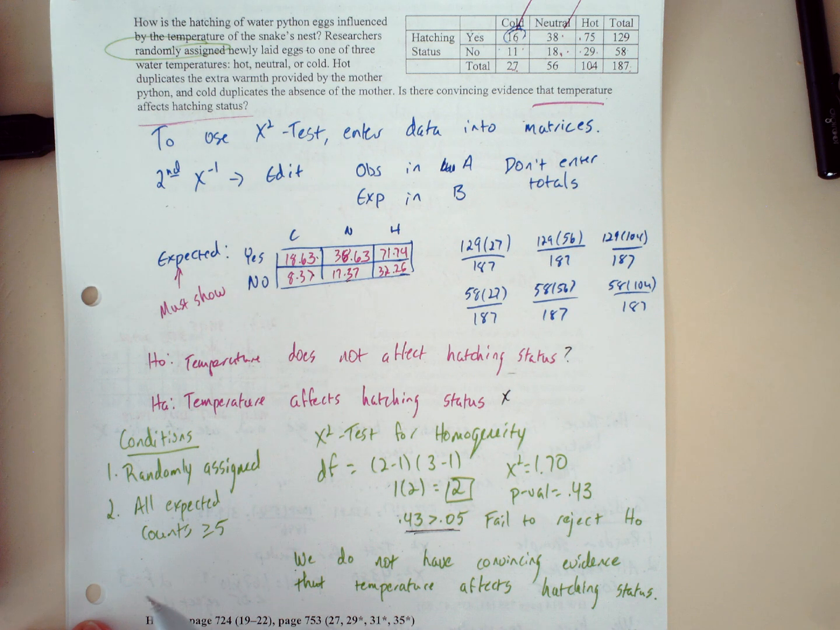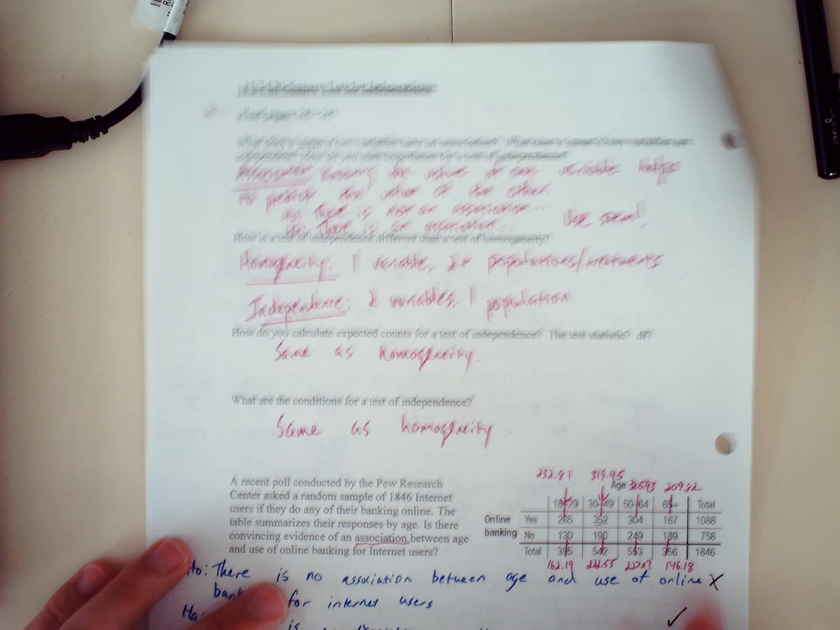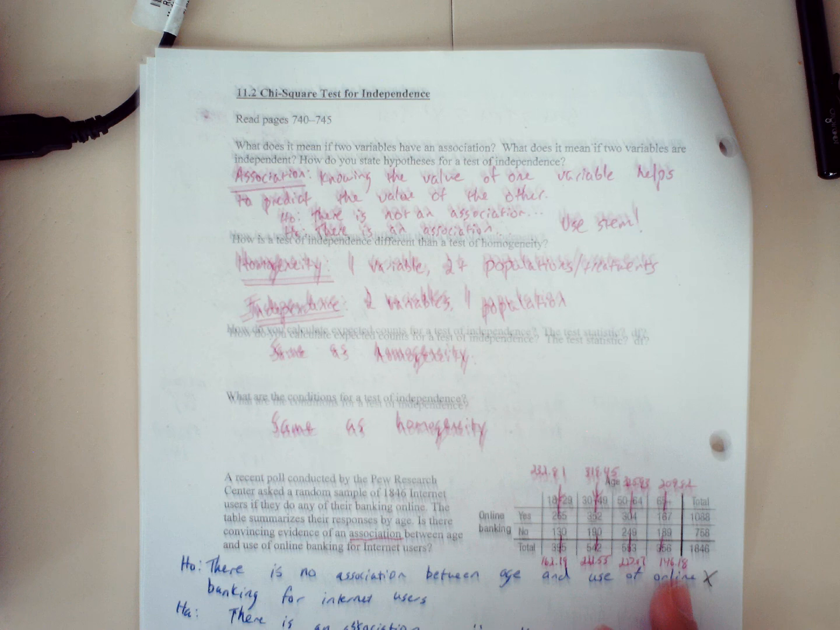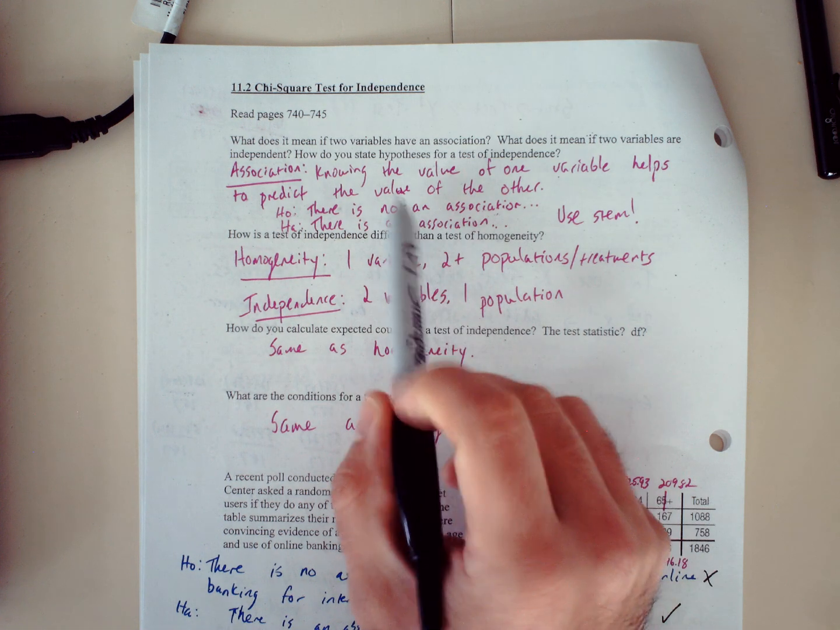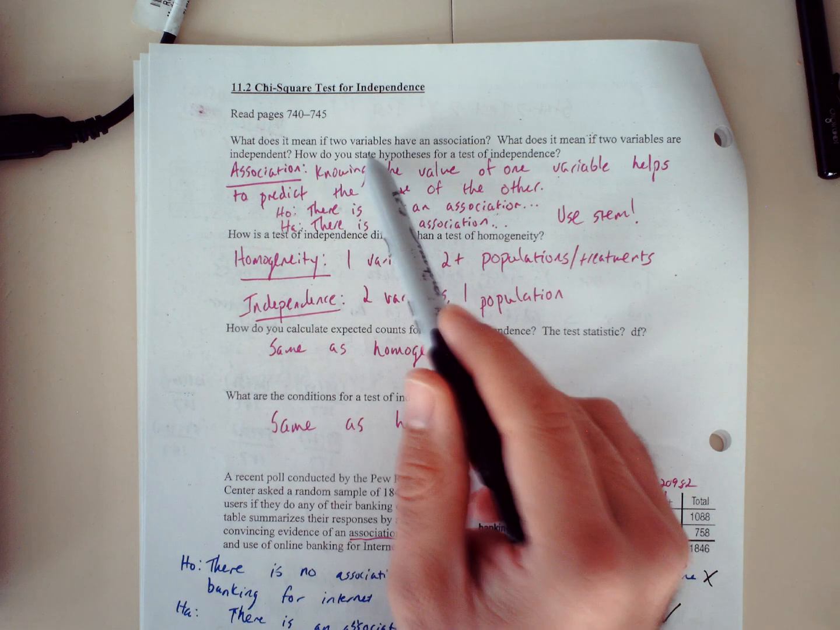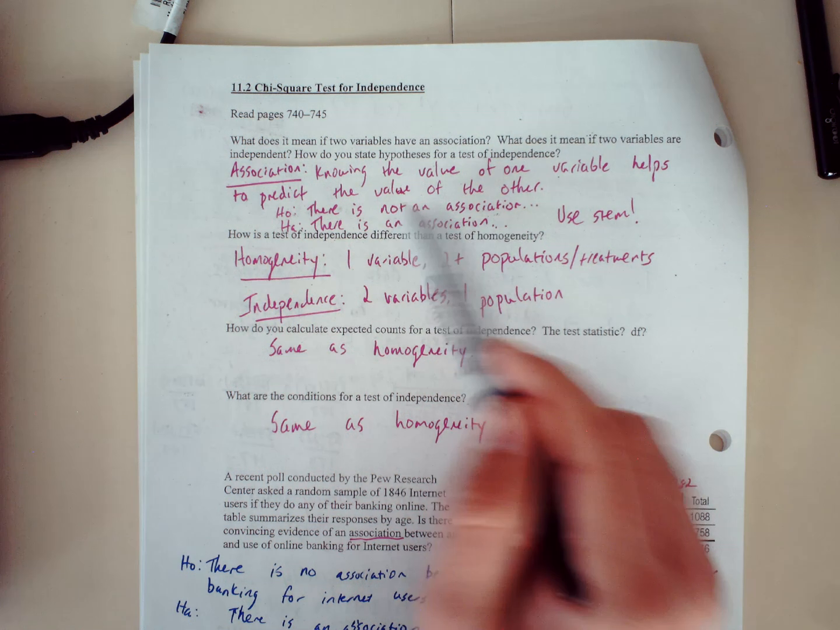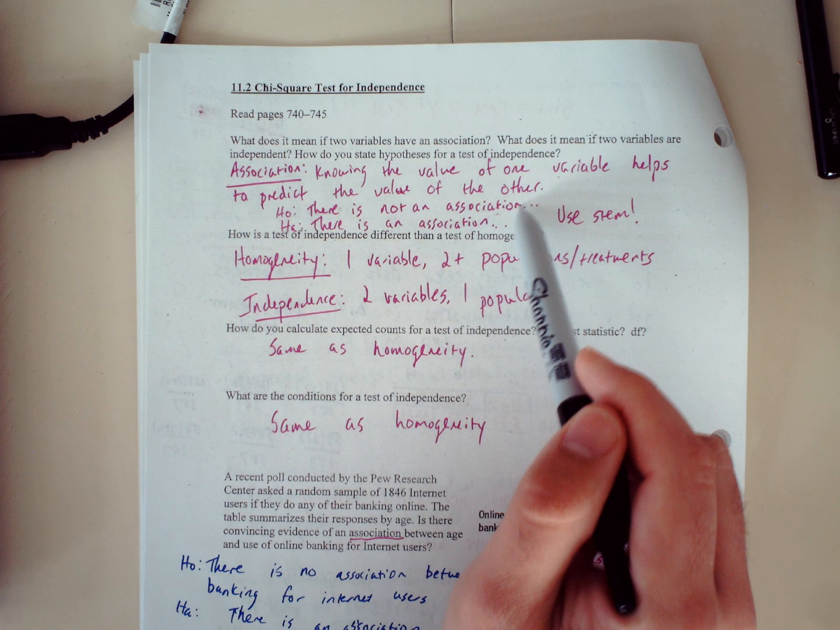And that's a chi-squared test for homogeneity. Pretty straightforward, okay? Just a little bit more time consuming than some of the other tests that we've run. If we keep going here, I want to briefly talk about a chi-squared test for association. Okay, chi-squared test for association. Well, what does association mean first? Association means that knowing the value of one variable helps to predict the value of the other variable.